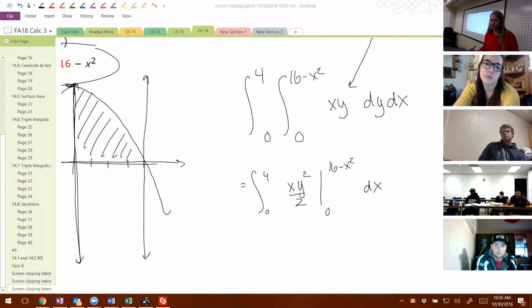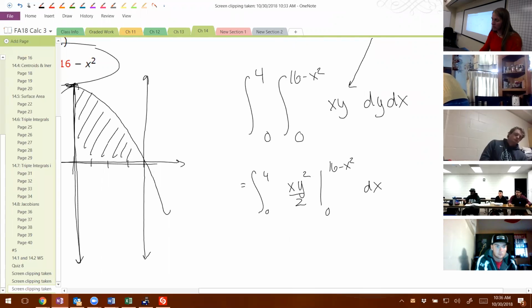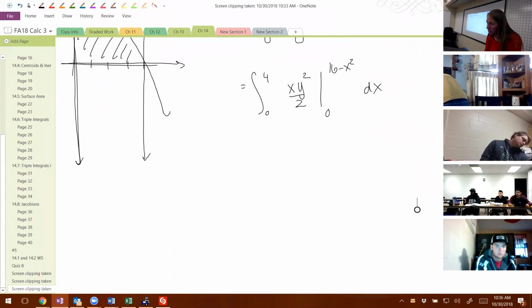Yeah, my question is how they integrated that. I still don't get it. How do you integrate what? Say it again. When I put the 16 minus x squared in place of y squared, so I put y and square it, I don't understand how they got negative 1/4 and then 16 minus x squared to the cube divided by 3. I don't get it. Okay.